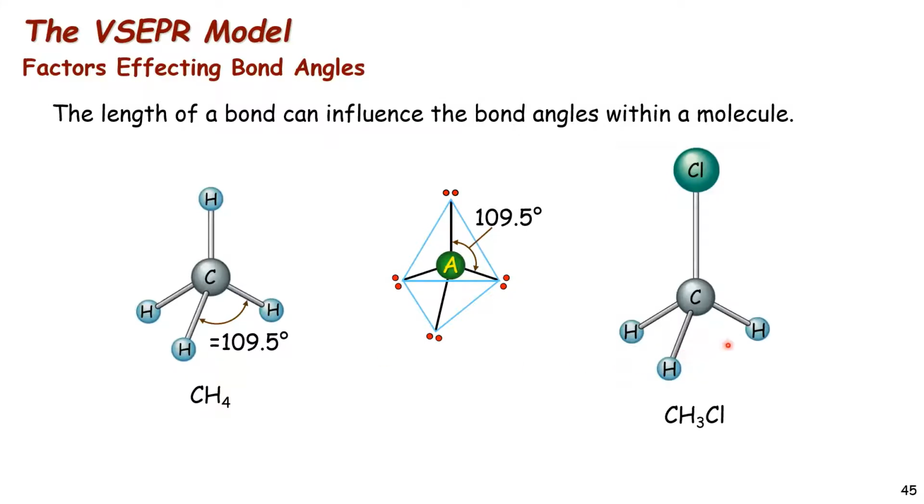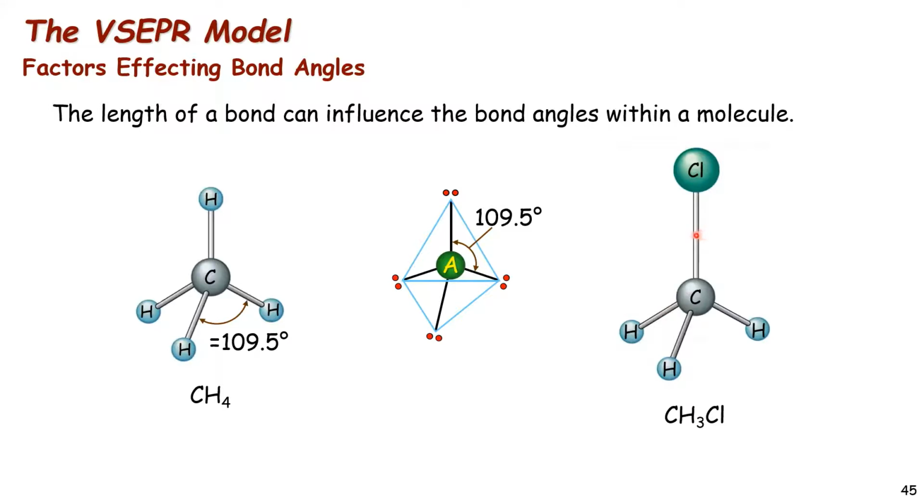Now, let's say we have replaced one of those hydrogens with a chlorine. Well, chlorine is a much larger atom than the hydrogen, and therefore it's going to sit further away from the carbon. Now, I've greatly exaggerated it here, but you get the idea. It sits further away. So here are the bonding electrons for the carbon-hydrogen bond. They're right here. But the bonding electrons for the carbon-chlorine bond are much further away, right? Much further away than they are here.